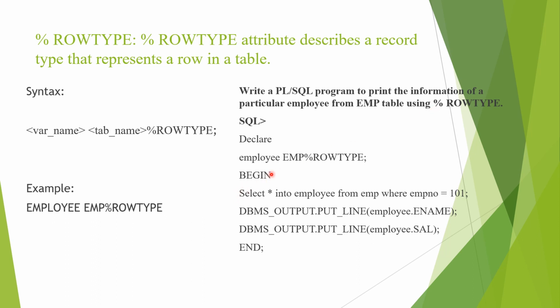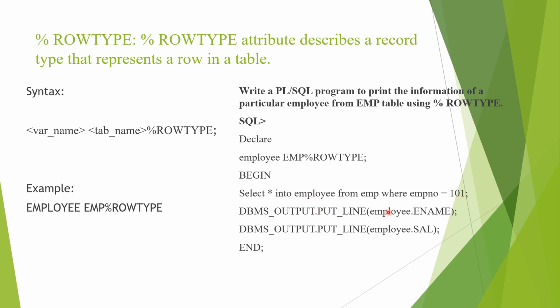So that point we have to remember. Now in begin, we want to show the complete information. So we are taking star, that means all columns, right? Select star into employee, that is this variable name, and that is for the complete row. Okay, from emp where employee number is 101.